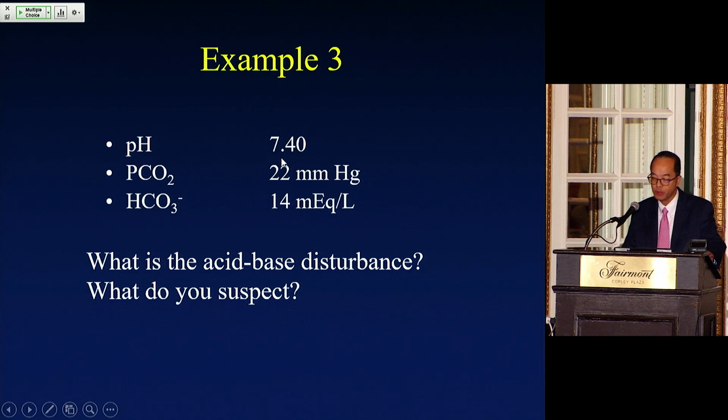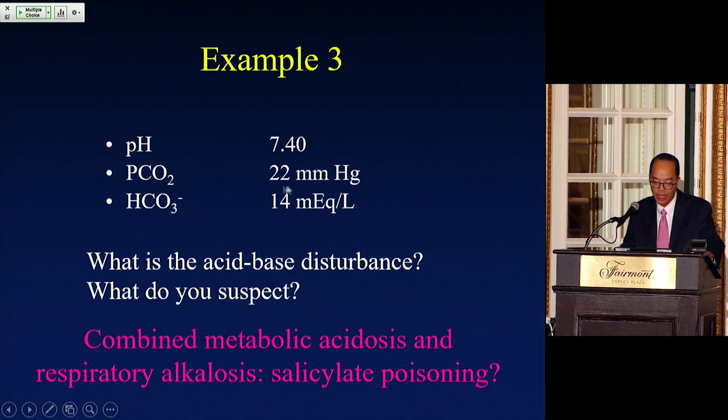And then here's a patient whose pH is 7.4, but clearly this patient isn't normal. The PCO2 is low, which would be expected, for example, in a respiratory alkalosis, and the bicarb is low, which you see in a metabolic acidosis. So the best explanation for why the pH is normal is that the patient has two primary disturbances, a primary metabolic acidosis and a primary respiratory alkalosis that counteract each other so that the pH is normal.